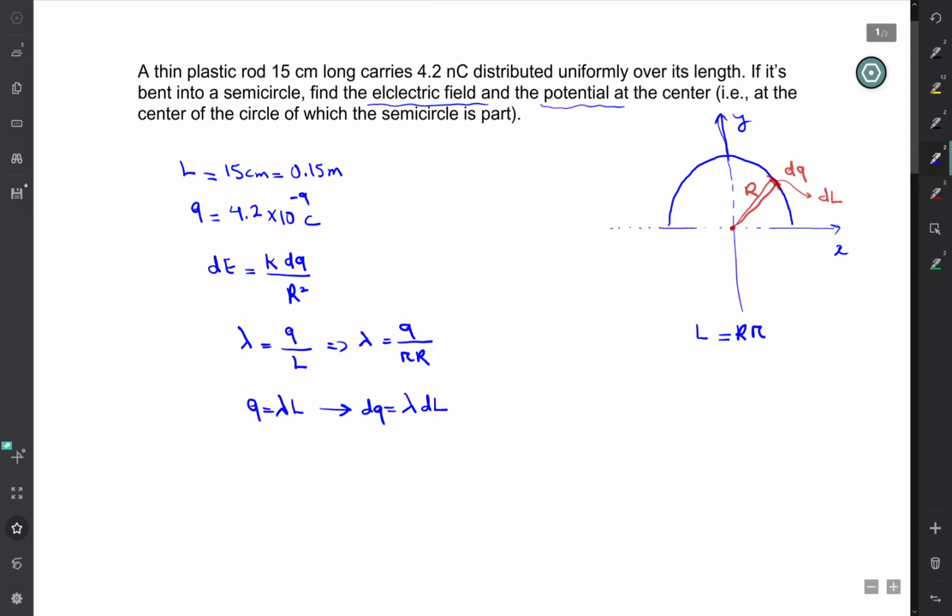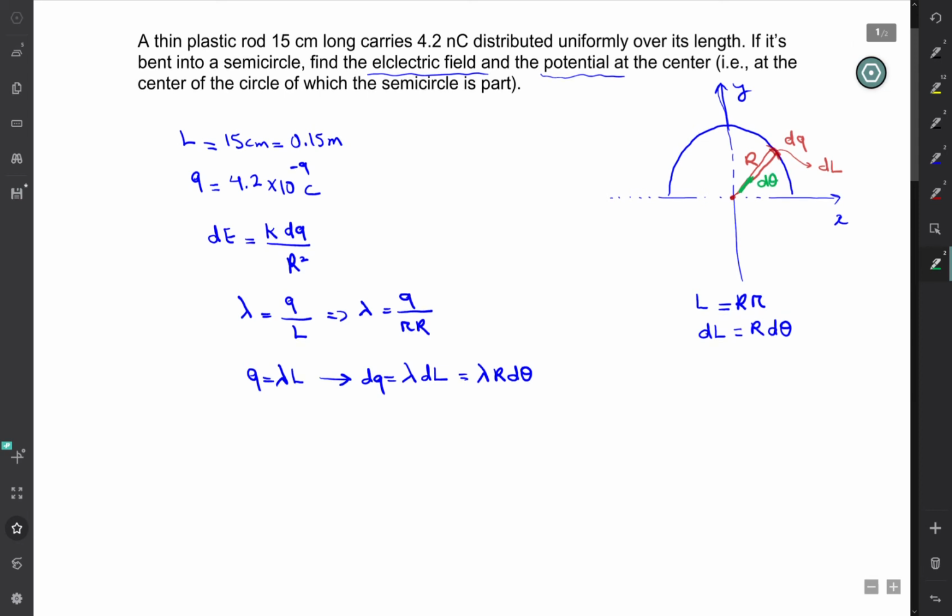And instead of dl, I can write lambda r d theta. Again, I'm using the arc length. So if L is r times pi, dl equals r times d theta. Good. What is d theta? If you're wondering what d theta is, it's that little angle. So that is d theta. If you want, you can even put it right in there because soon I'm going to draw the electric field. That's my d theta.